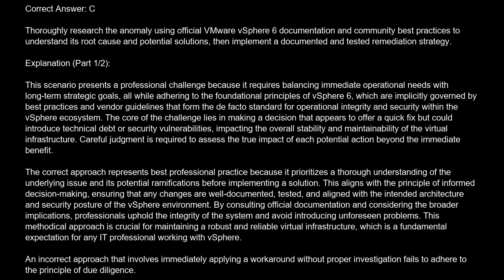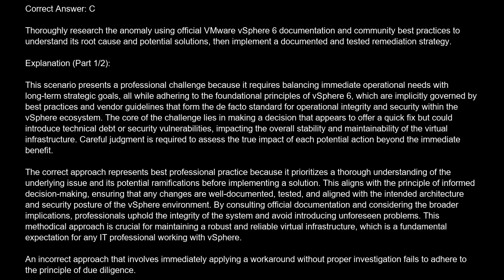The correct answer is C. Thoroughly research the anomaly using official VMware vSphere 6 documentation and community best practices to understand its root cause and potential solutions. Then implement a documented and tested remediation strategy.